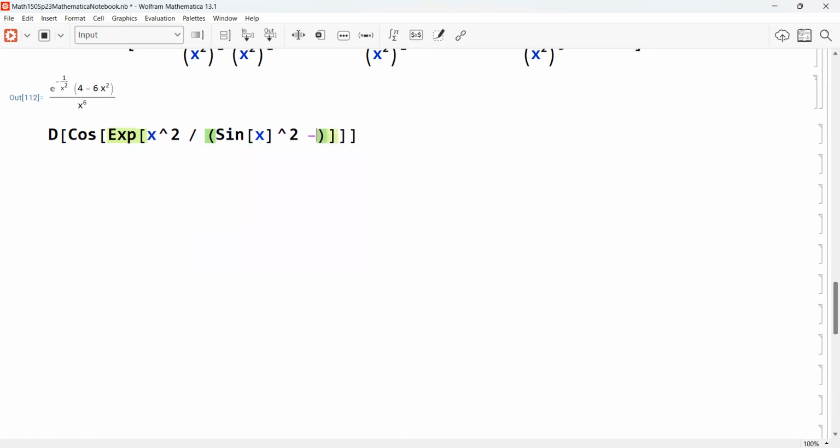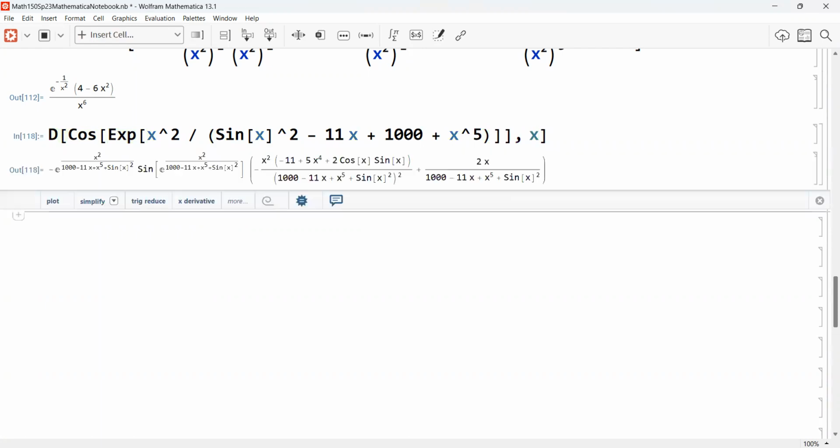x squared minus 11x plus 1,000 plus x to the 5th. And it's put in all the parentheses, so I think everything should be fine for me. And I'll take the derivative of that with respect to x. And it just calculates this.